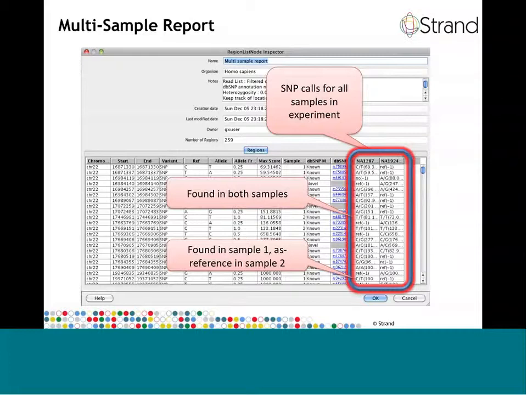In the second example, a homozygous TT SNP was found in both samples, although the score for both of them is fairly low, but it's there, and it's there in both samples.